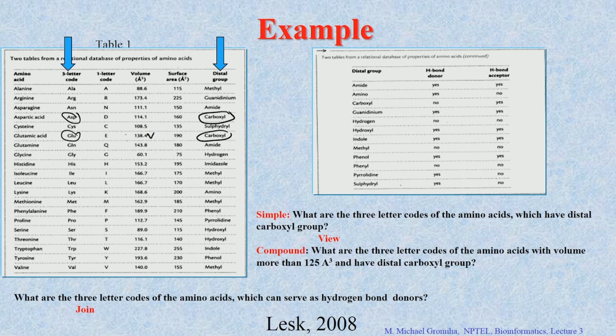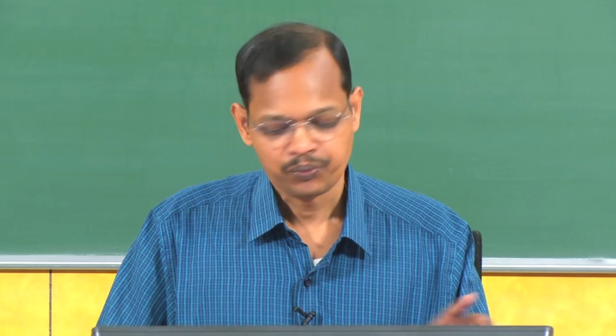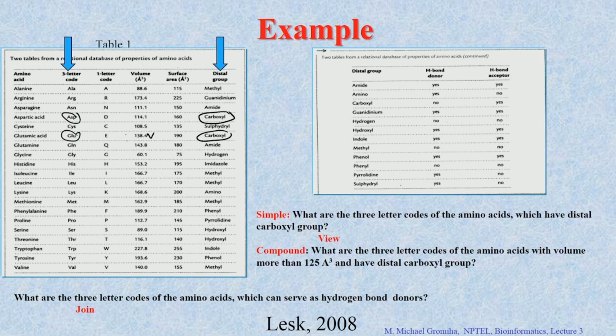So, you get this information from table 1. Now, the next question: what are the 3-letter codes of amino acids which can serve as hydrogen bond donors? Is this information available in table 1? No. Is this information available in table 2? Donors, yes. 3-letter codes? No. So, in this case you have to use both table 1 and table 2. First go to table 2.